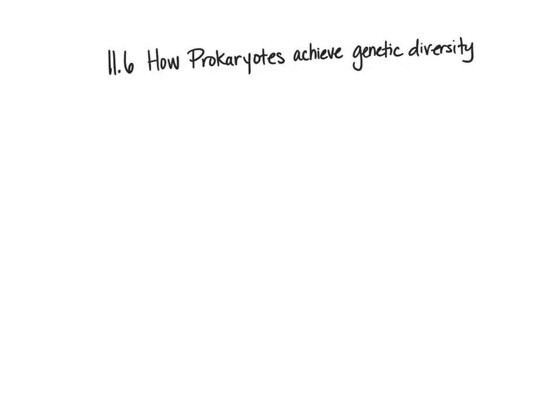Here in 11.6, we're going to talk about how prokaryotes achieve genetic diversity. So if we think about organisms like ourselves, for example, humans, when we have an egg and a sperm come together, there is genetic diversity because we have meiosis, right? So we have meiosis occurring, and within meiosis we have things like crossing over and independent assortment, and we have various mutations and things. And all of these are happening in both the male and the female gametes.